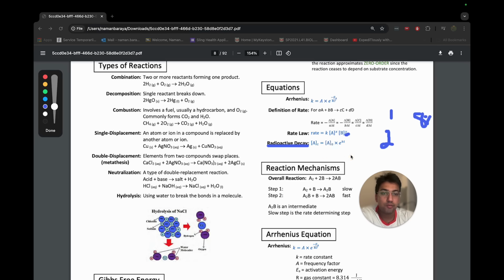Now we have radioactive decay, and I went through this in the physics section as well, but radioactive decay is just telling you how fast some of the radioactive elements decompose. And so this is the equation that describes that. Also very high yield, you should know this equation.